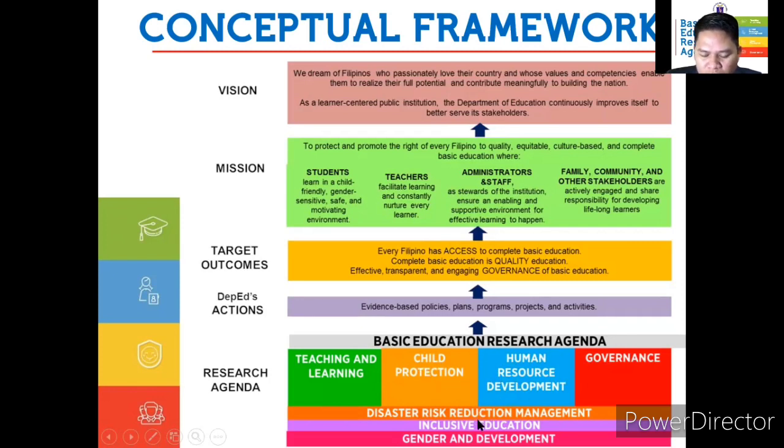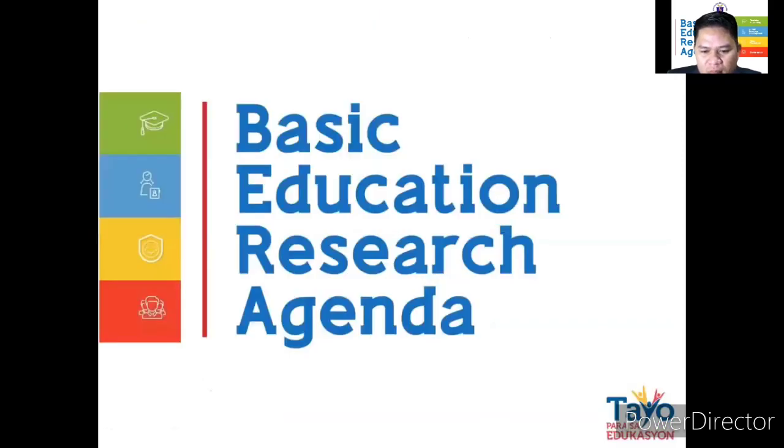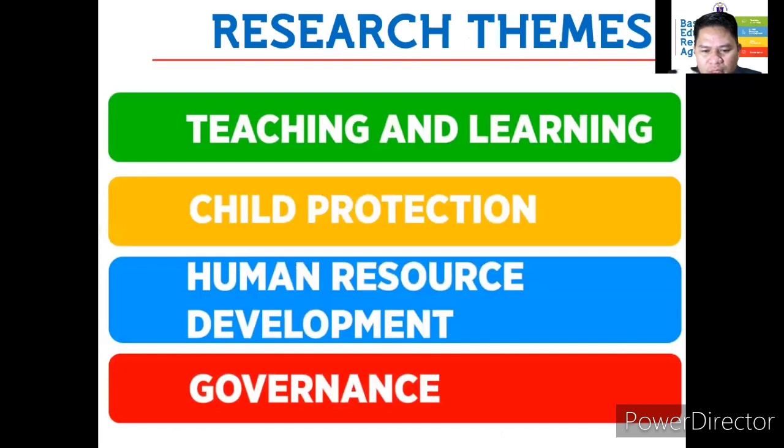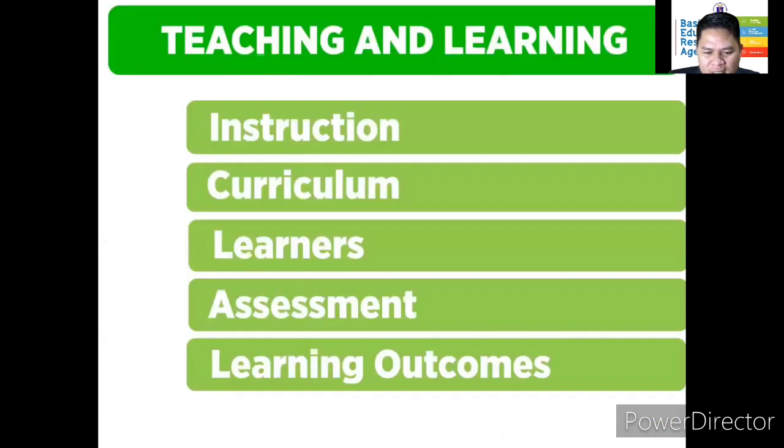And we have also other cross-cutting themes. We have disaster risk reduction management. If you are interested to make an action research for DRRM, it is also good. We have also inclusive education and gender and development, or the GAD. So for the Basic Education Research Agenda research themes in your action research, we have teaching and learning, child protection, human resource development, and governance.